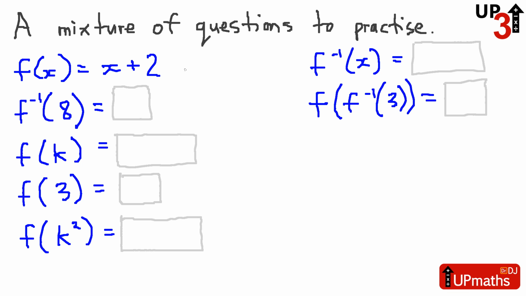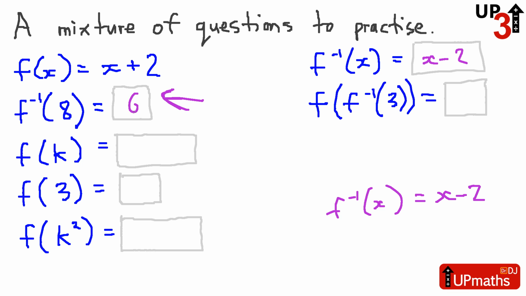It's asking me what f to the minus 1 is, so I'm going to work out what f to the minus 1 is first. F to the minus 1 of x is x minus 2. Oh wait, it asked for it up here. Fine, so I've already answered one of the questions. Brilliant. That now means I can answer this one. So that would be 6.